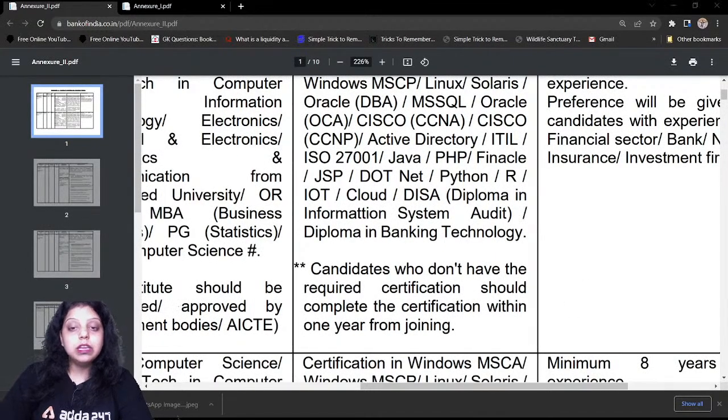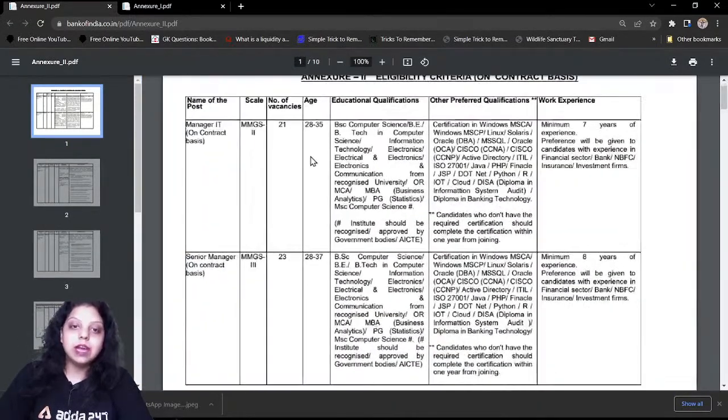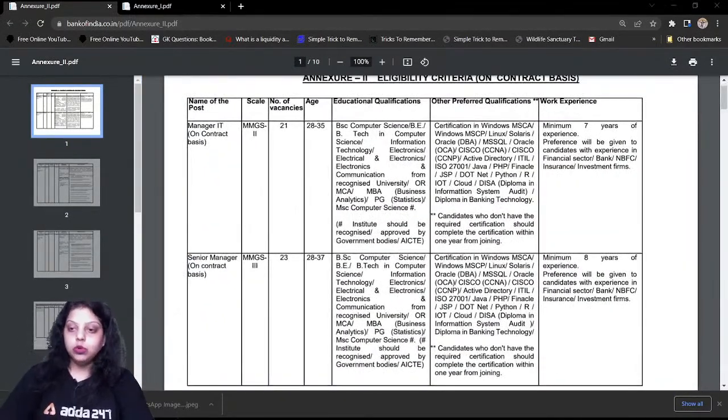Okay, so within 1 year of joining you have to complete this certification. So this is the post of manager IT on contract basis. So this is how you have to check your eligibility for all the posts on the contractual basis.